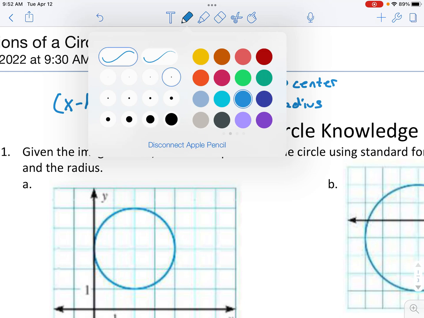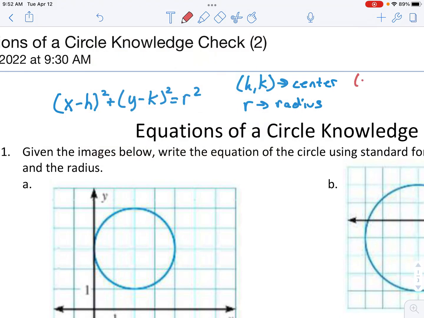All right, and then just some side notes: when we're dealing with the center, change the sign. What do I mean by that? Since it's minus H and minus K, if you're plugging in positive numbers, they will look negative when you plug it in. And if you're plugging in negative numbers, you have minus a negative and it will become positive. And for the radius, just be aware that in our equation, it's squared.